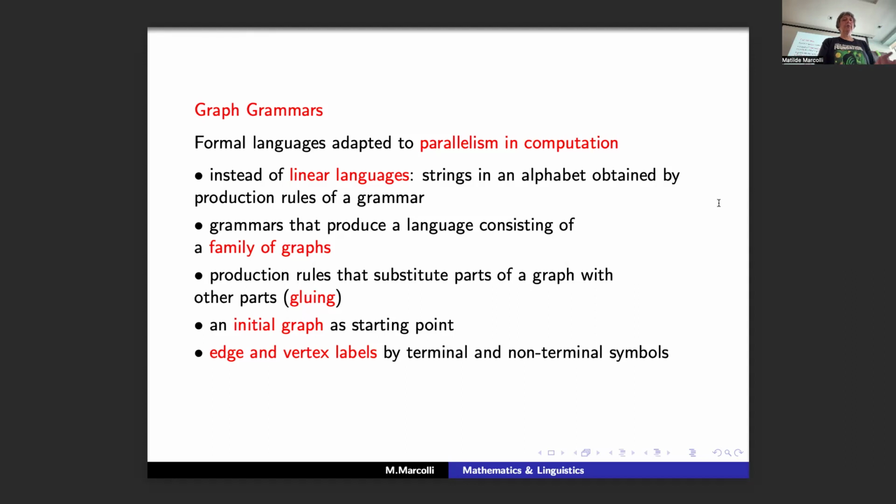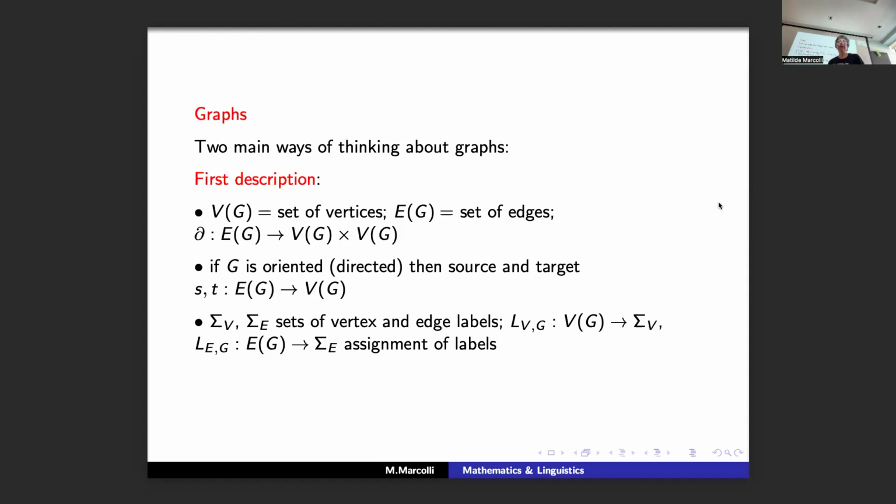And again, there are possibilities of keeping track of edge and vertex labels and labeling them by terminal and non-terminal symbols. So there are different formulations of these graph grammars, and they partly depend on the fact that there are two basic ways in which you can think of graphs as a combinatorial object. One of them is that you assign the set of vertices and you assign the set of edges as relations on the set of vertices. And so if your graphs are directed, you give source and target for the edges. If they're not directed, you give the boundary of each edge.